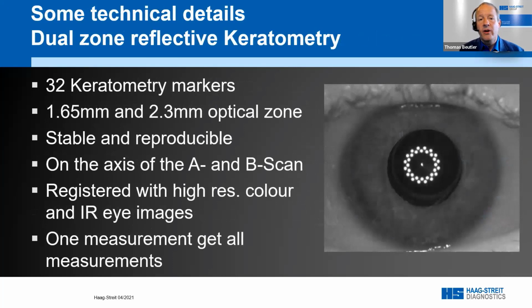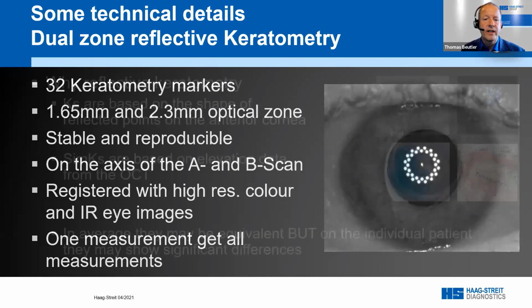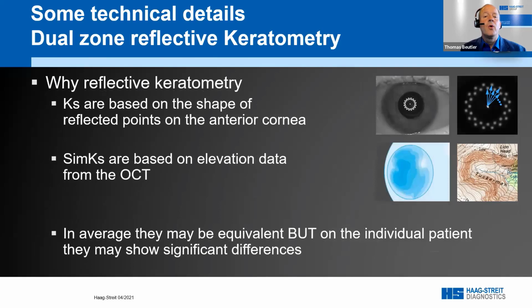So the 32 markers are spread like with the Eyestar on a 1.65 millimeter and 2.3 millimeter optical zone. They provide stable and very reproducible K readings. And the measurements are matched to the IR image, which is on display here. That's the measurement image, as well as a high resolution color image of the eye. So this could basically be used then as baseline information for other applications like surgical navigation or also femtosecond laser, for example. So now again, why reflective keratometry and not just SimK from topography?